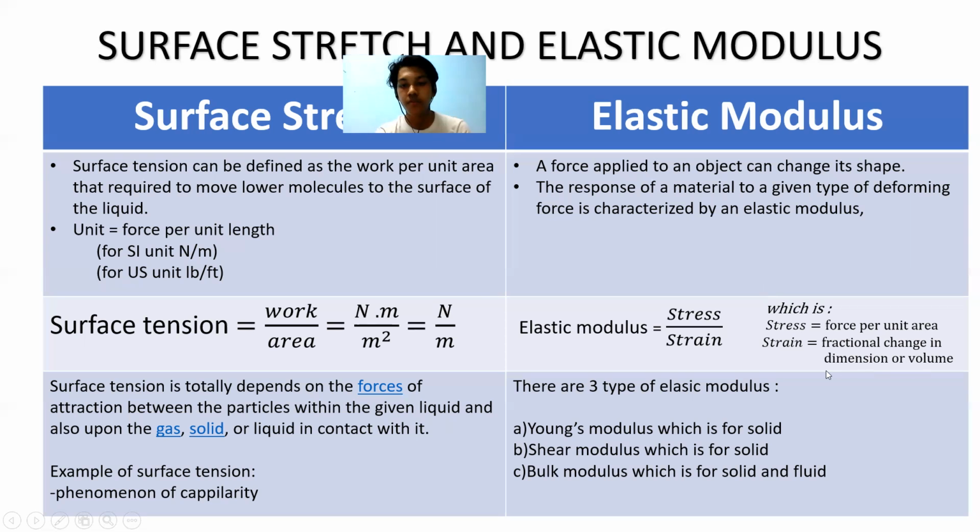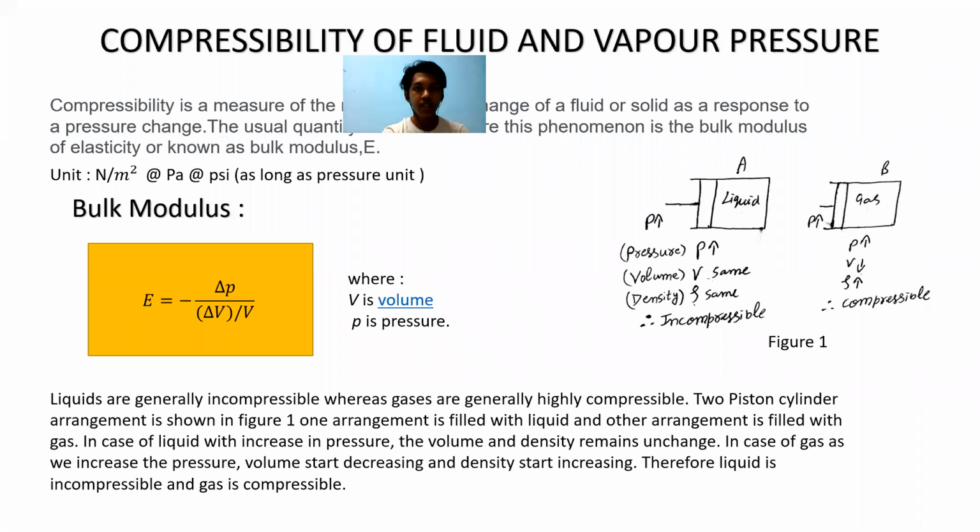There are three types of elastic modulus. I'm sorry for this typo. The first one is the Young modulus, which is for solid. The second one is the shear modulus, which is only for solid too. And the third one is the bulk modulus, which is for solid and liquid or fluid. Next, we are going to move to compressibility of fluid and vapor pressure.